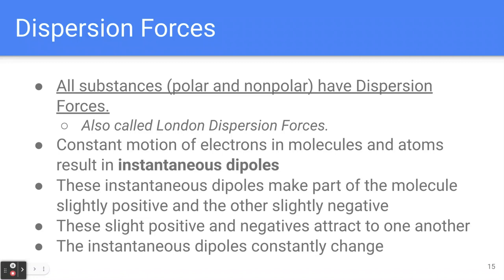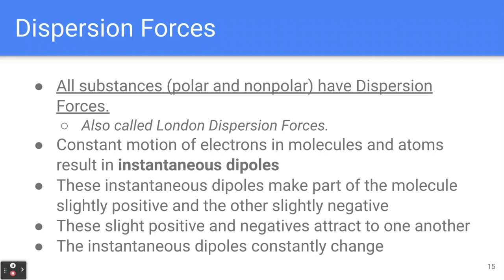So dispersion forces, again, these are sometimes called London dispersion forces. These are the forces that are present in every single molecule. So all substances, polar or nonpolar, have dispersion forces. And the reason for this is because we have what are called instantaneous dipoles. So let's break that word down. Instantaneous, meaning at any given snapshot in time, these dipoles exist.